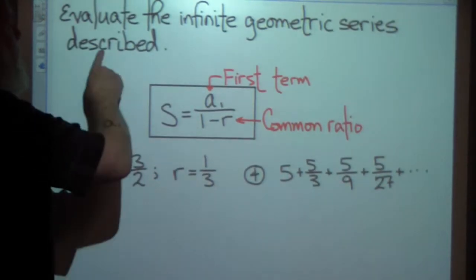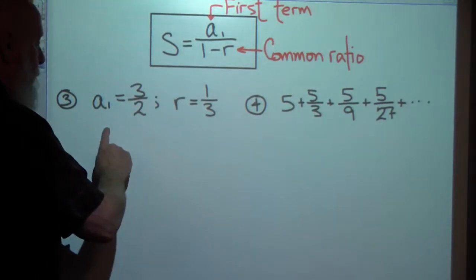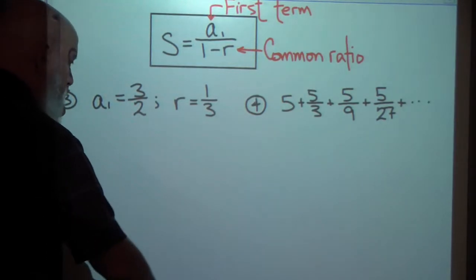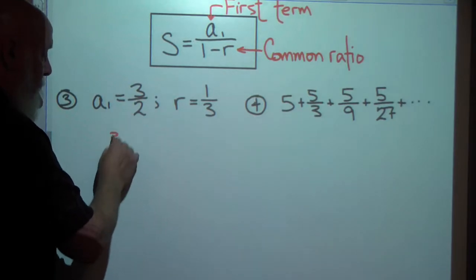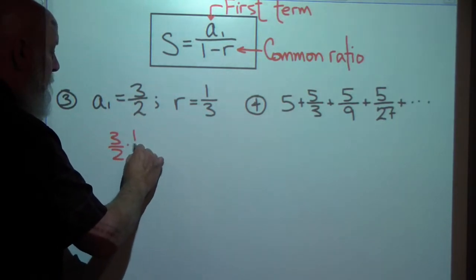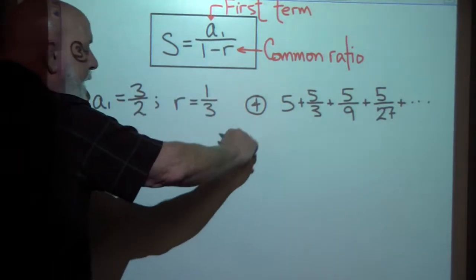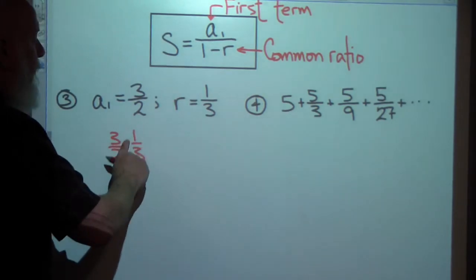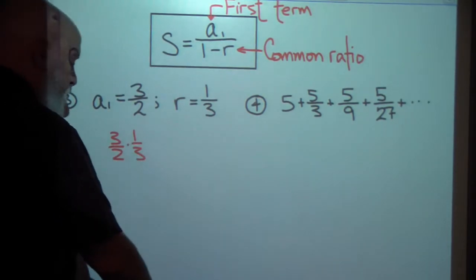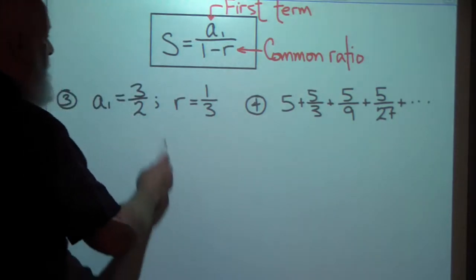In this case, this is being described to us. It tells us the first term and the common ratio. So I'm going to start with 3/2. You don't have to do this part, but this is just what it means. And I'm going to multiply it by 1/3. And I'm going to keep multiplying it by 1/3 and adding and adding and adding. So 3/2 plus 3/2 times 1/3 plus so forth and so on. But I want to just add this up.